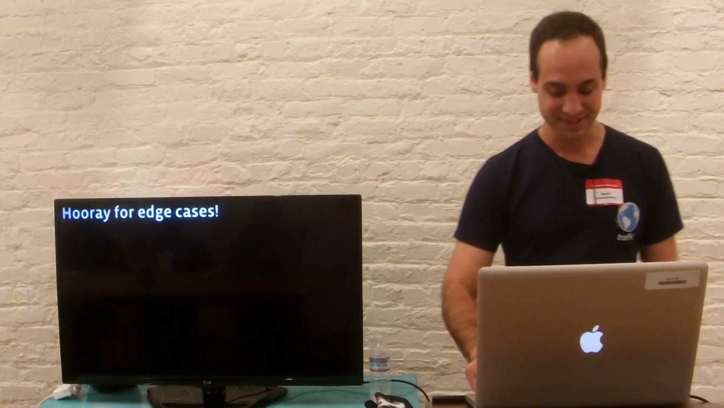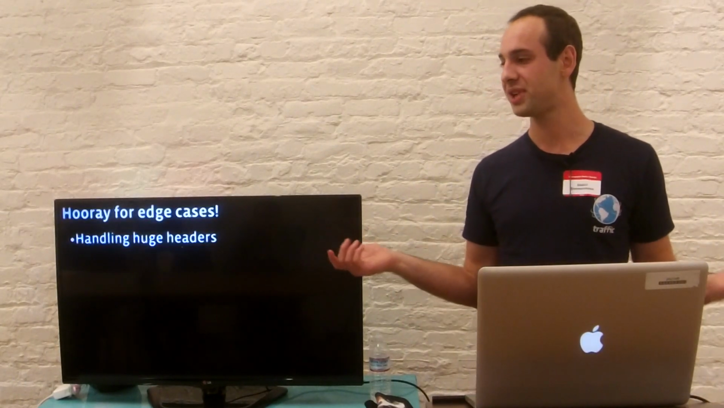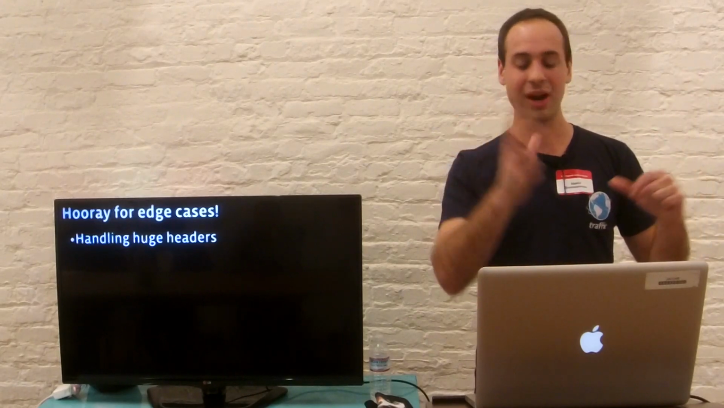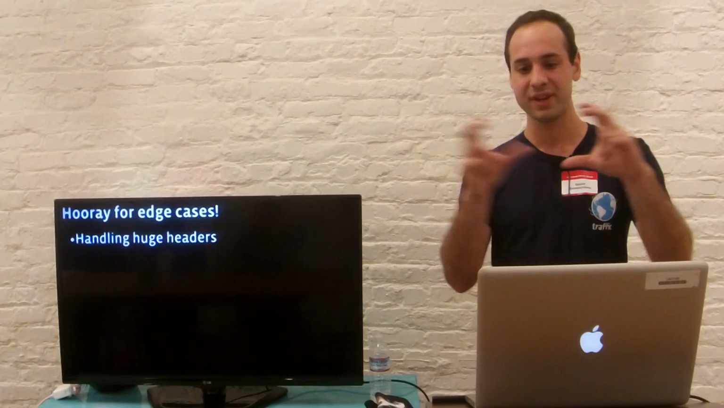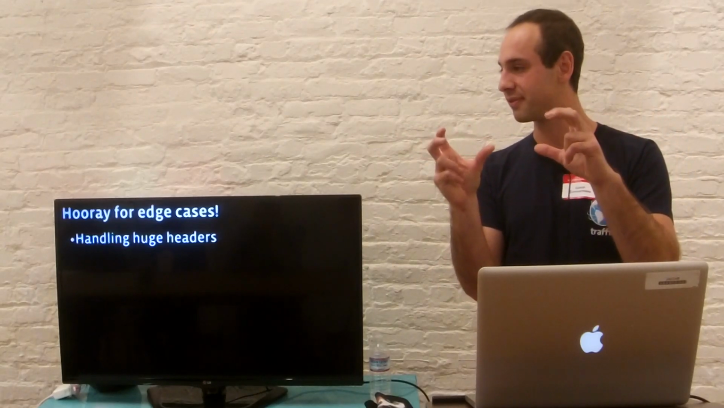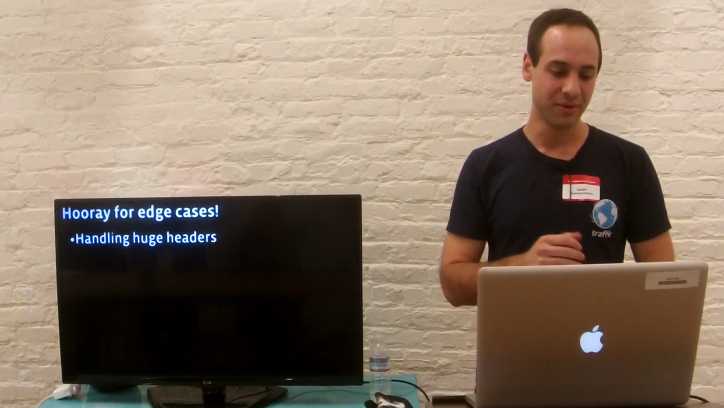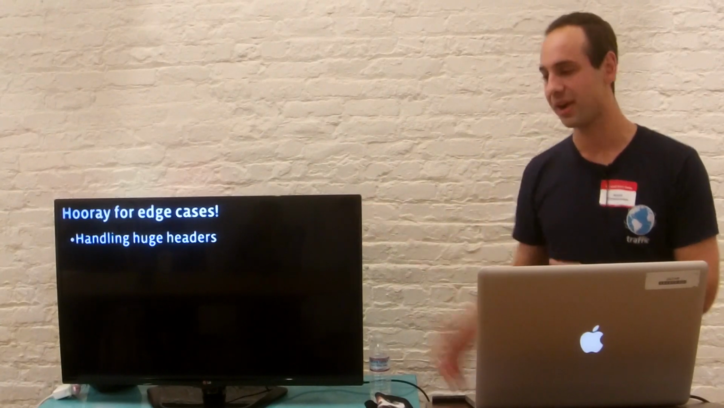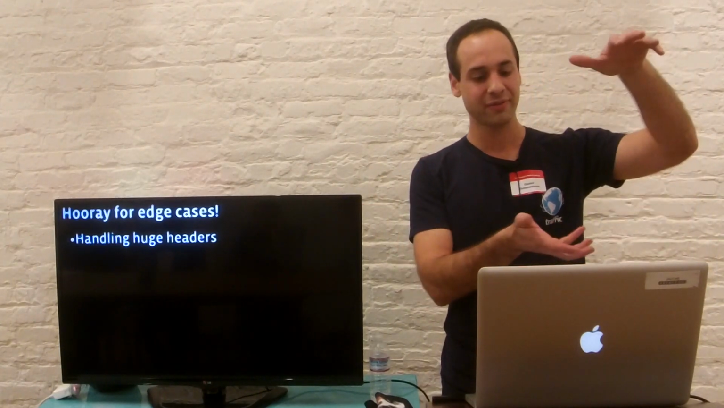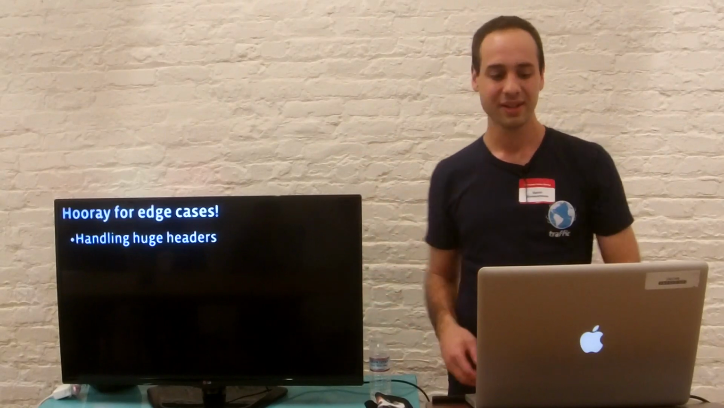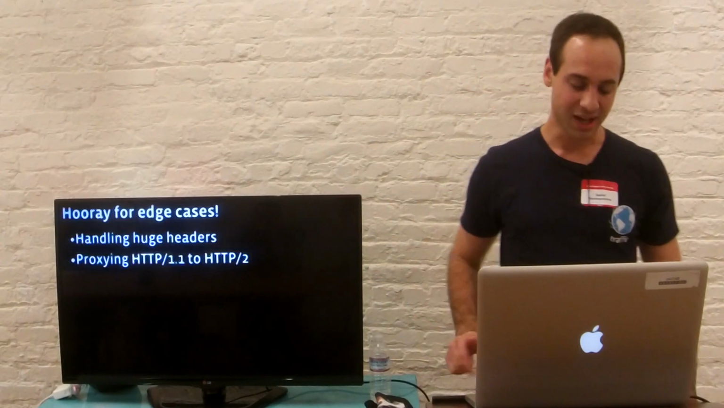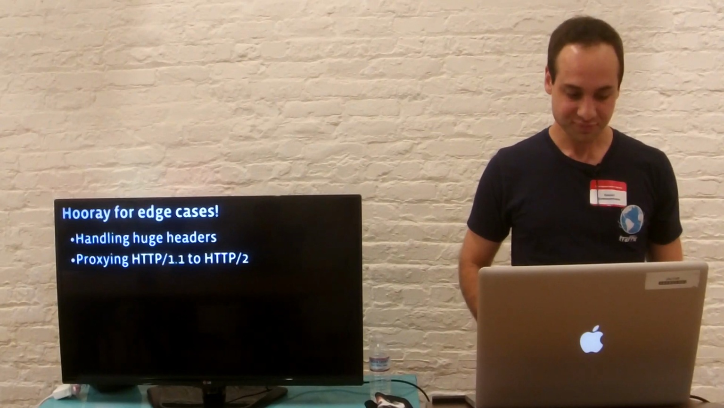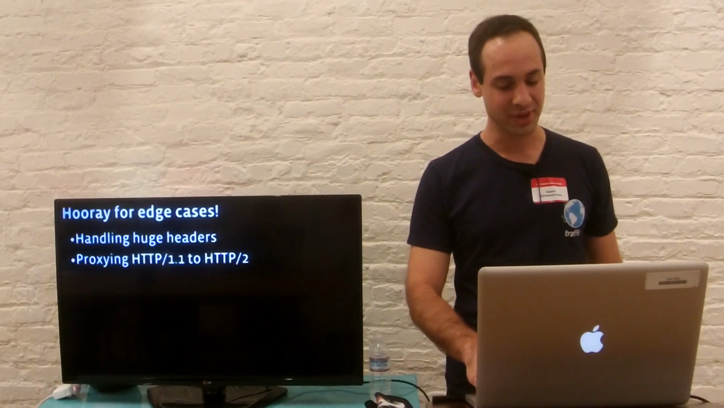So this theme continues. There's a lot of edge cases. How do you handle huge headers? We have these frames where everything's length encoded, right? So what if your length is so big that you can't fit it in the number of bytes that you've reserved for the length itself? So we have to have continuation frames. Your header frame ends, and then you have to have continuations. This came up with Kerberos tickets, because apparently those can get huge. Proxying HTTP 1.1 to HTTP 2. Again, a lot of complexity there.